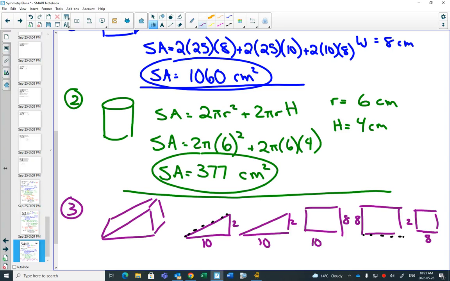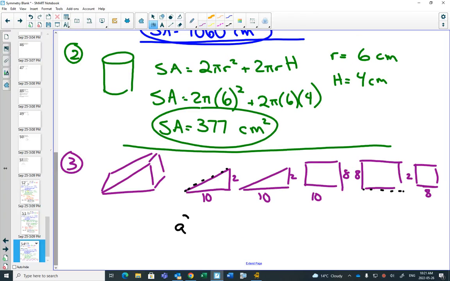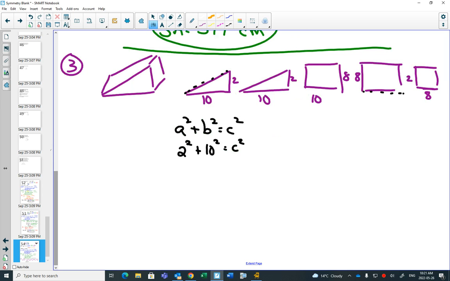So we have to do a squared plus b squared equals c squared. 2 squared plus 10 squared equals c squared. And 104 equals c squared. So c will be equal to 10.1 or something. We'll try that out. Square root of 104, 10.2. Which makes this 10.2.